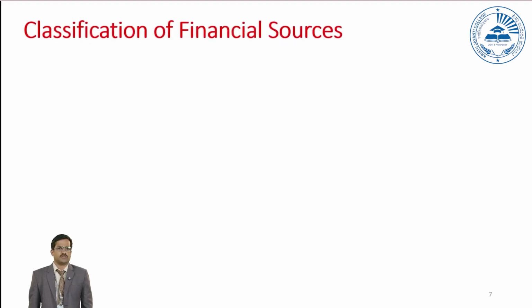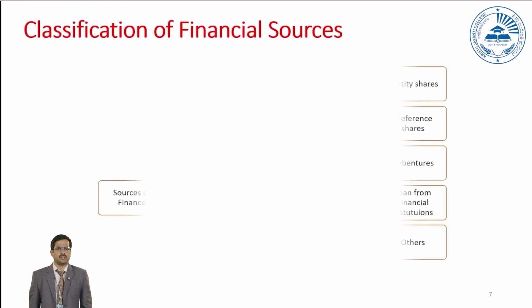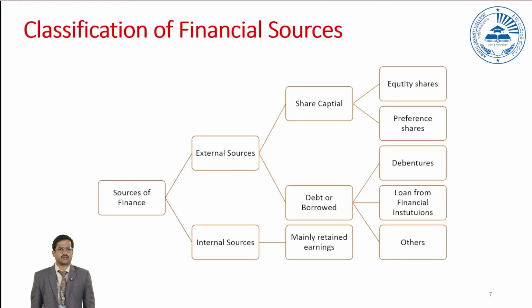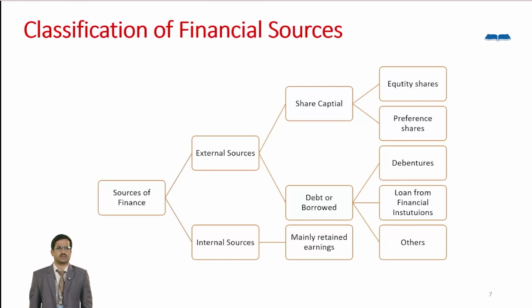The next one, the classification of financial sources. The financial sources are divided into two types. One is the external source, another one is the internal source. The external source like the share capital and debt or borrowed funds. So the share capital is divided into two types. One is the equity shares, the another one is the preferred or preference shares.